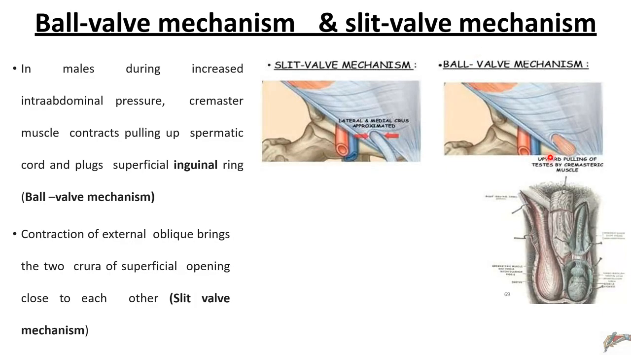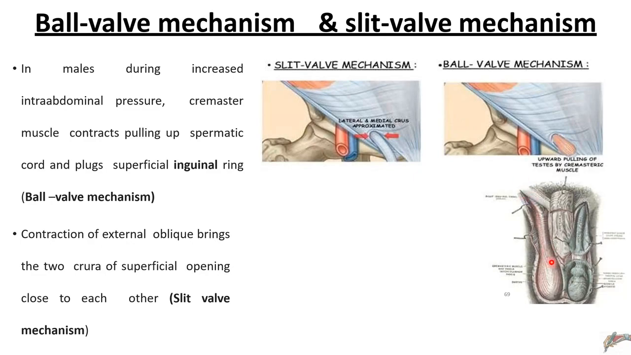Then the ball valve mechanism can be explained in these images. Remember, we have the cremasteric muscle. It's a muscle that wraps around the spermatic cord and extends to be part of the layers of the scrotum. Whenever the internal oblique contracts, remember the internal oblique is the one that gave rise to the fibers of the cremasteric muscle, what will happen? Remember, muscles contract towards their origin. It will contract with fibers pulling upwards, and your cremasteric muscle is also going to contract in the same direction, pulling upwards.